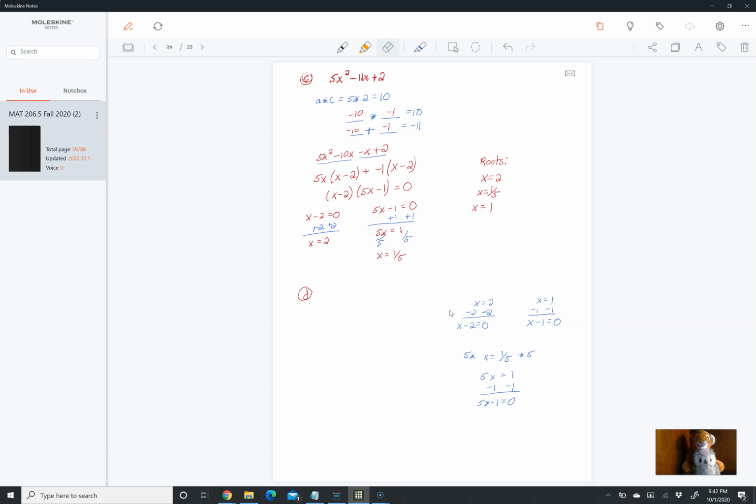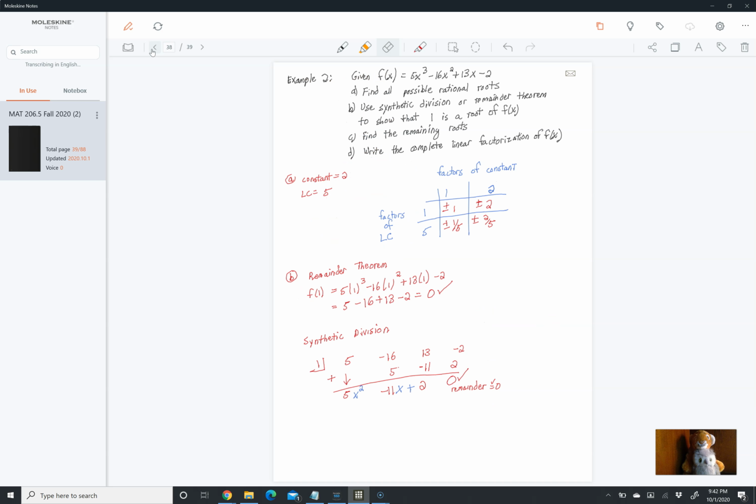So our complete linear factorization, our final step, is just to write all 3 of these out. You have x minus 2 as your first factor, 5x minus 1 as your second factor, and then x minus 1 as your last factor. And of course, you can always check it by multiplying these out and making sure that you get f of x.